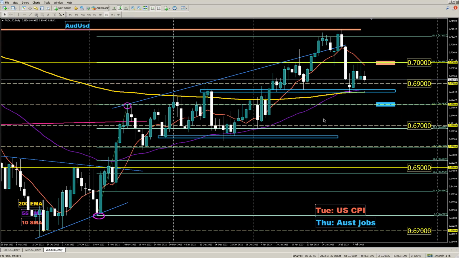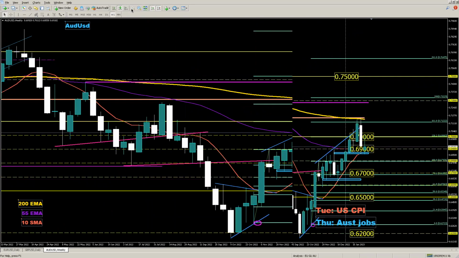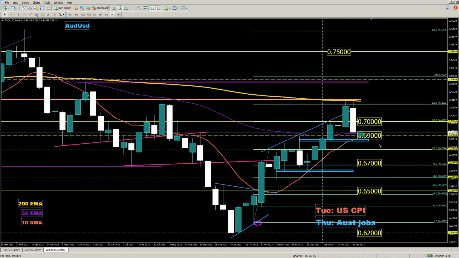All right, so let's see how the US dollar index will move for next week and how it will impact the other major pairs. Let's take a quick look at the weekly time frame for the Aussie dollar as well, and spinning top for the week. So it's just a pause, it's a critical pause now.